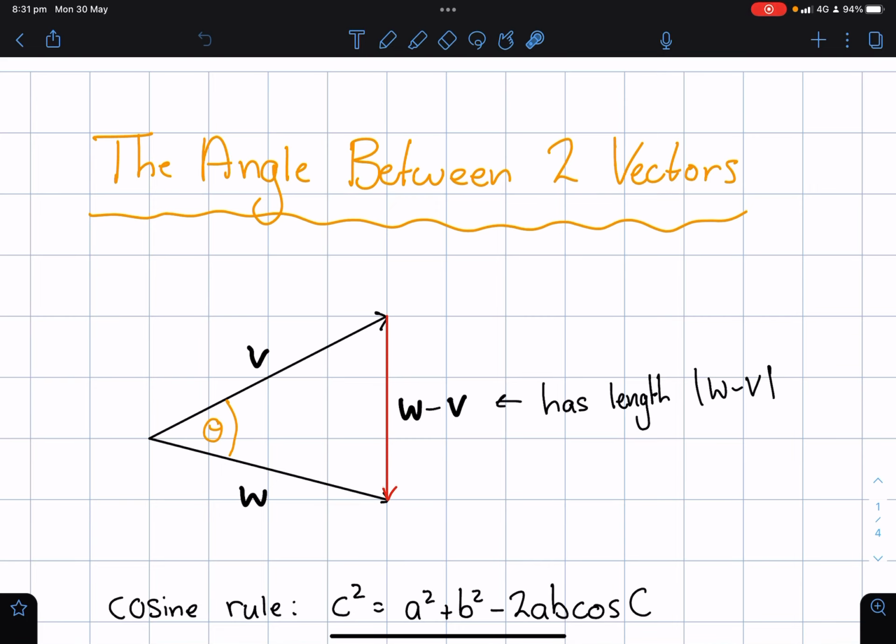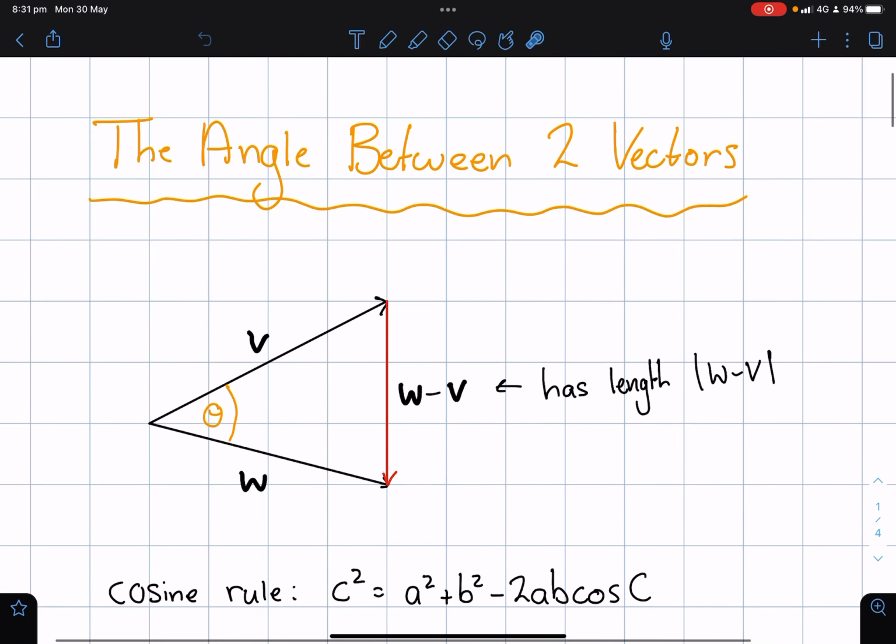But for now, take it at face value and understand that if I label my triangle like this, a, b, c, then the length c squared is equal to the length of a squared plus the length of b squared, take 2 times a times b times the cosine of angle C. So we're going to utilize this, but put this in terms of the vectors that we have in this diagram.